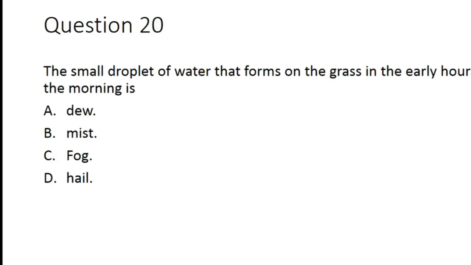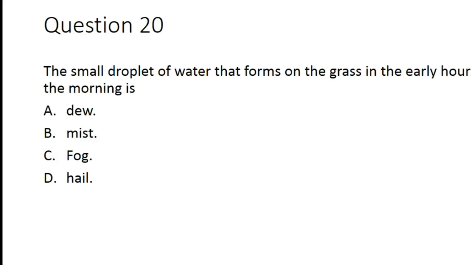20. The small droplet of water that forms on the grass in the early hours of the morning is A. Dew. B. Mist. C. Fog. D. Hail. The correct option is A. Early in the morning on our grass in our neighborhood, you see dew on the grass.